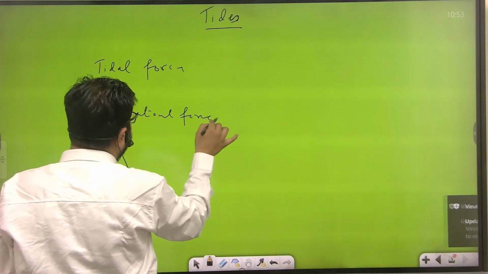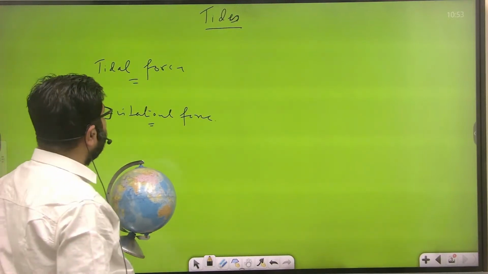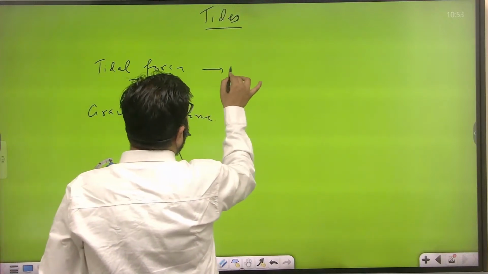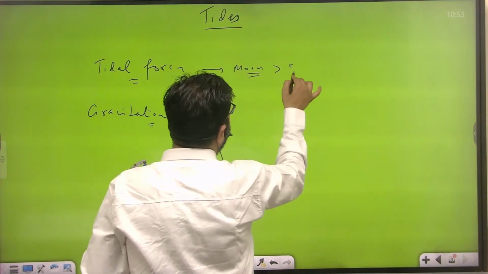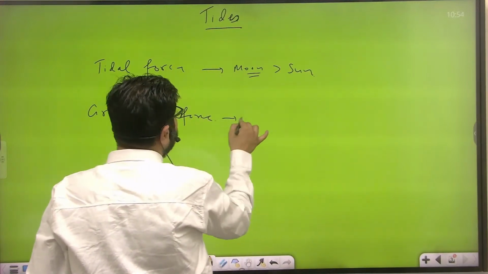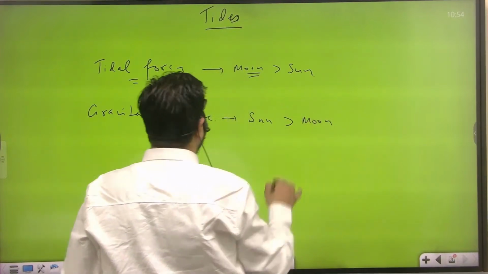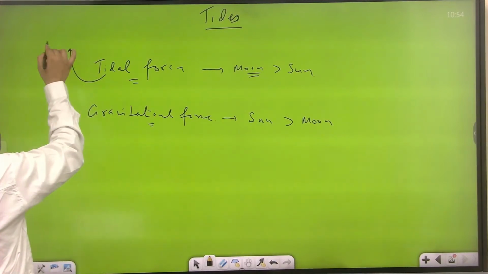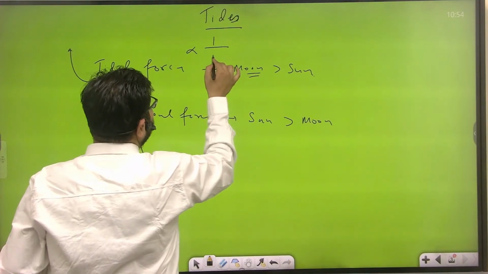I'll prove it. I'll explain by example. Tidal force is different from gravitational force. The tidal force of moon is far stronger than sun, but the gravitational force of sun is far stronger than moon. Why? I'll explain it just now. Tidal force is inversely proportional to cube of the distance.